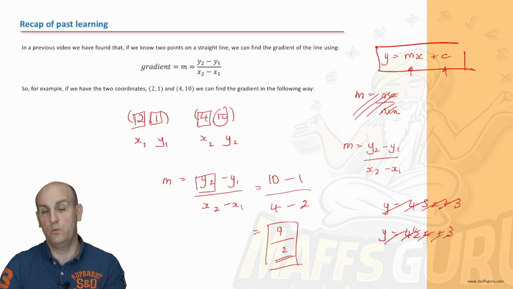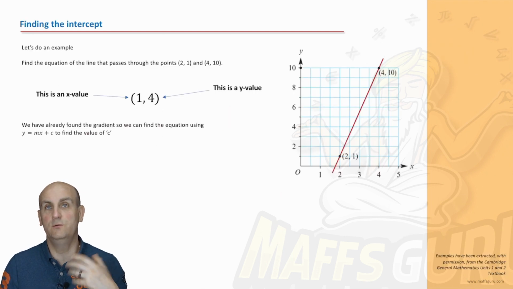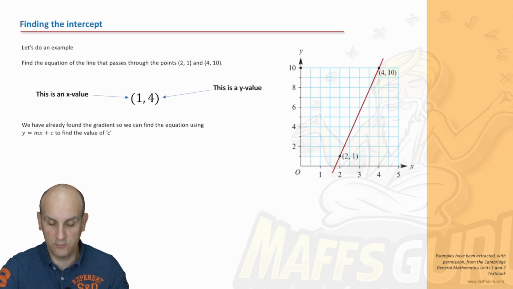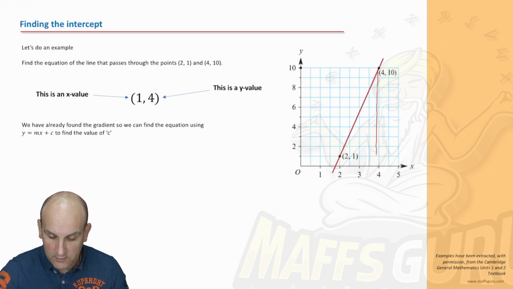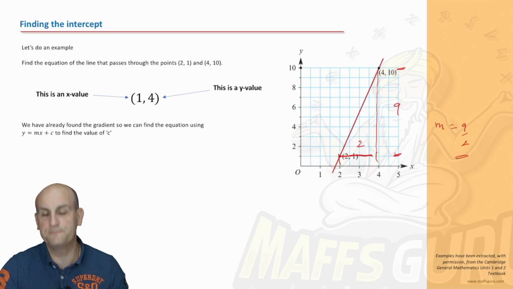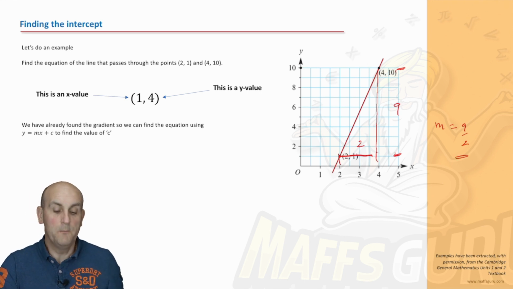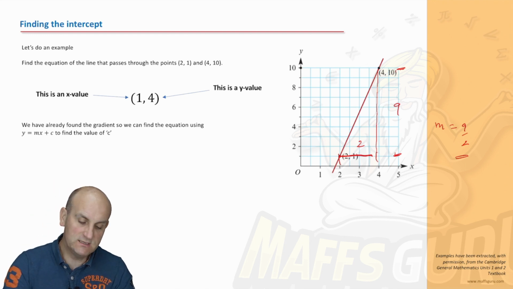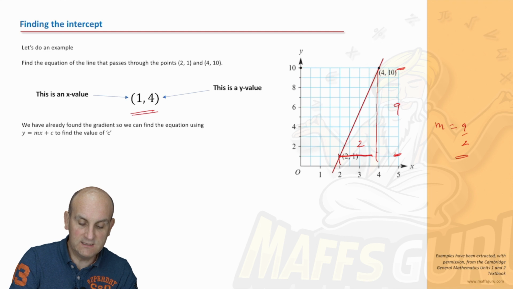So there is a way of finding a gradient. But we also know from previous work that we could also draw a triangle, couldn't we? So we could have drawn my triangle between those 2 points, and I could have said, well, I'm going from 2 to 4, which is 2 squares across. I'm going from 1 high to 10 high, which is 9. So I know that m is equal to 9 on 2. That's another way of finding my gradient. But what's really important is that we notice, as I say here, that a coordinate is a trick.